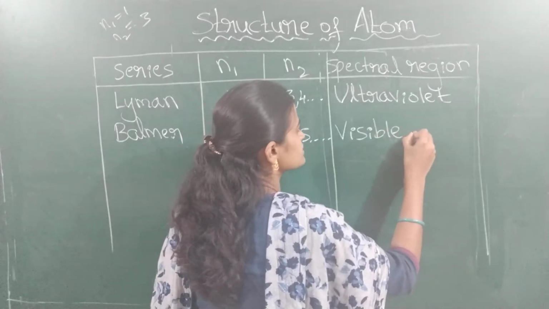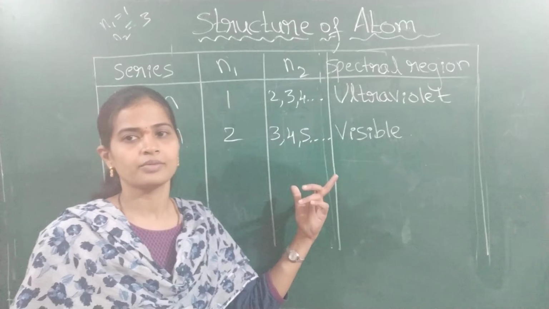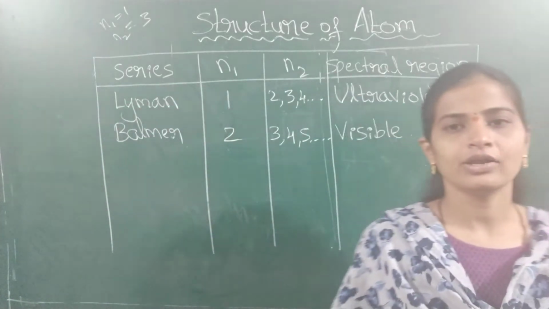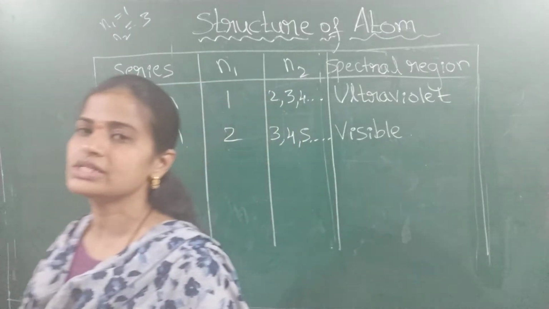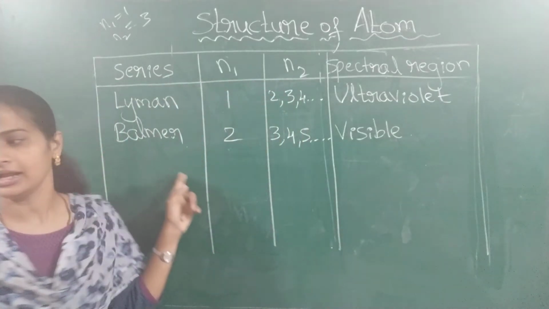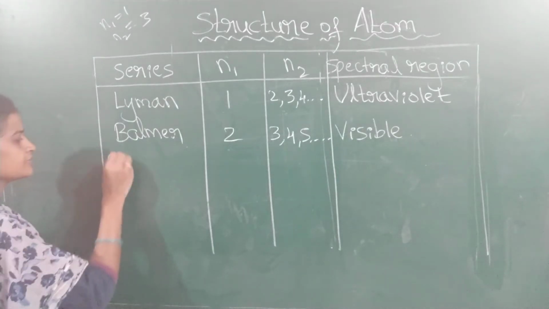Very important it is. Balmer series lies in the visible region. Remember, if the question is asked for 1 mark, name the series of the hydrogen spectrum which lies in the visible region, what is the answer? That is the Balmer series. What is the next one? Paschen series.